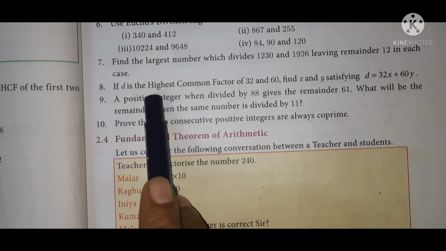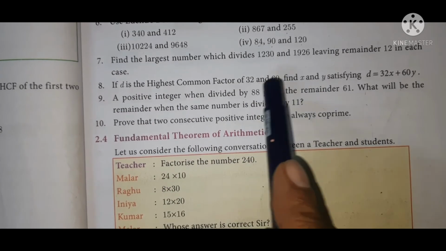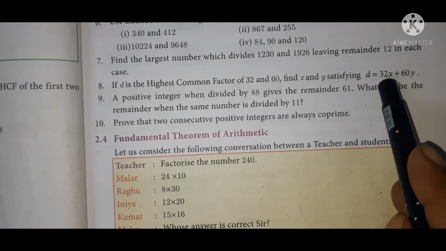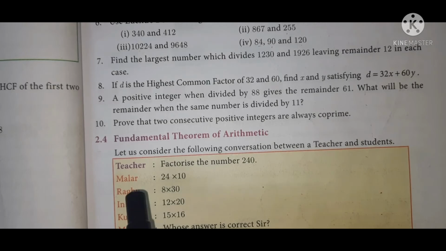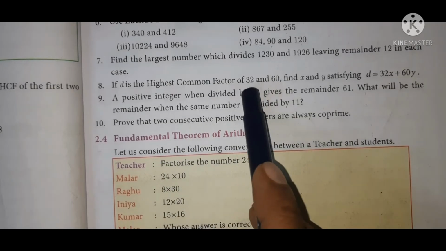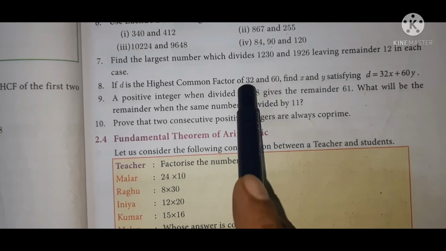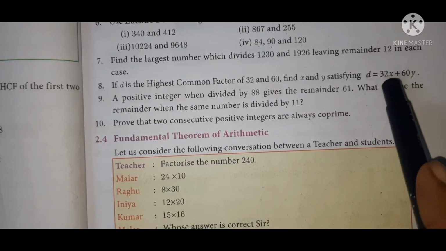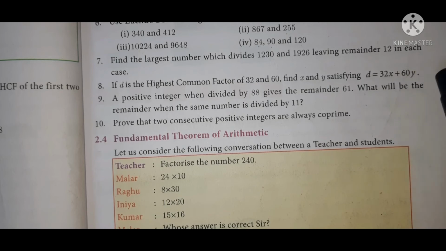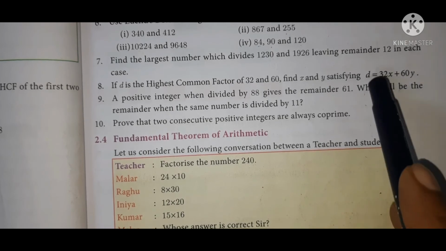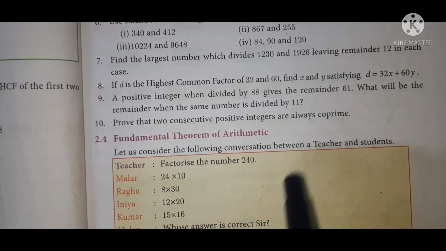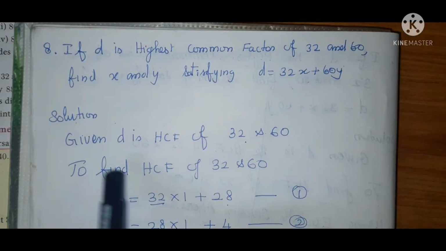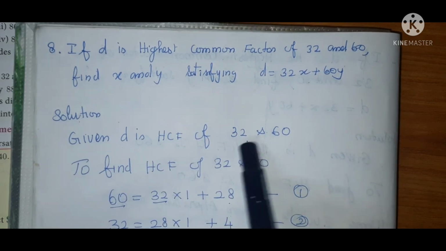If D is the highest common factor of 32 and 60, find x and y satisfying D is equal to 32x plus 60y. Here in the sum, the HCF of 32 and 60 is D. D is expressed as D is equal to 32x plus 60y. Find x and y. Given D is the HCF of 32 and 60.